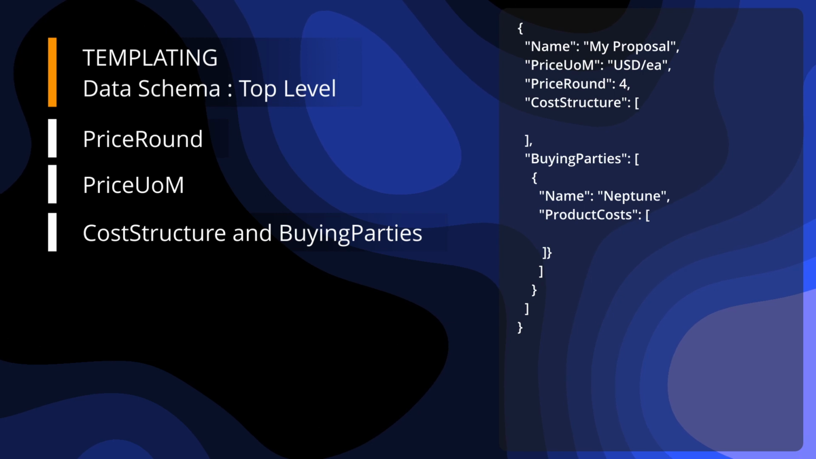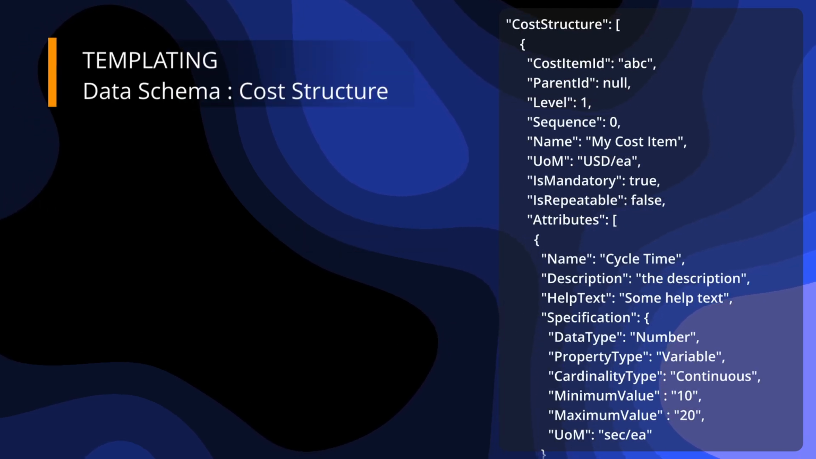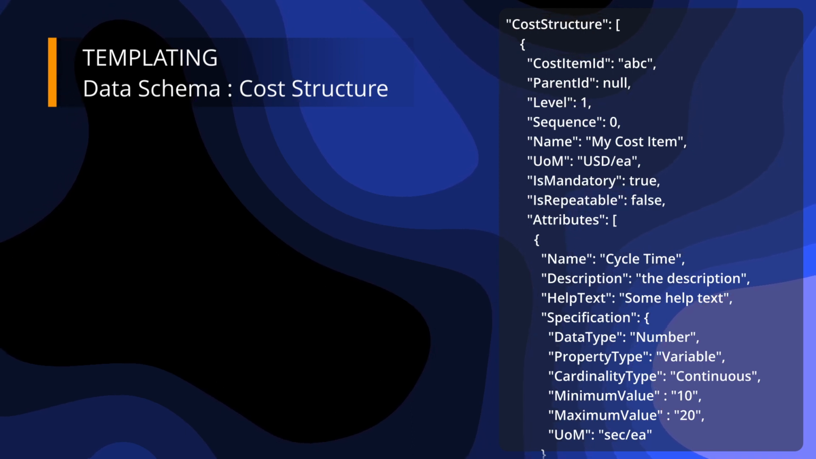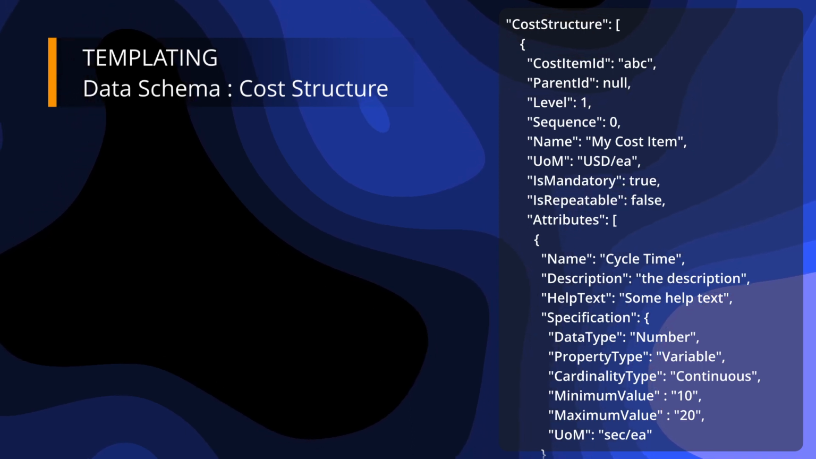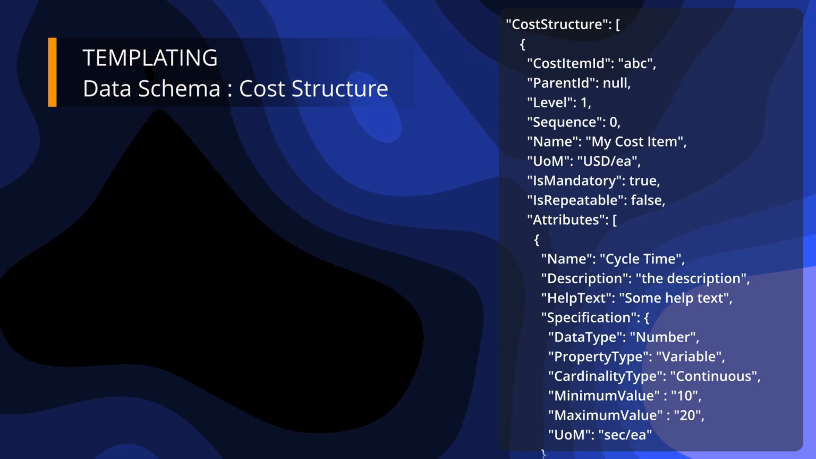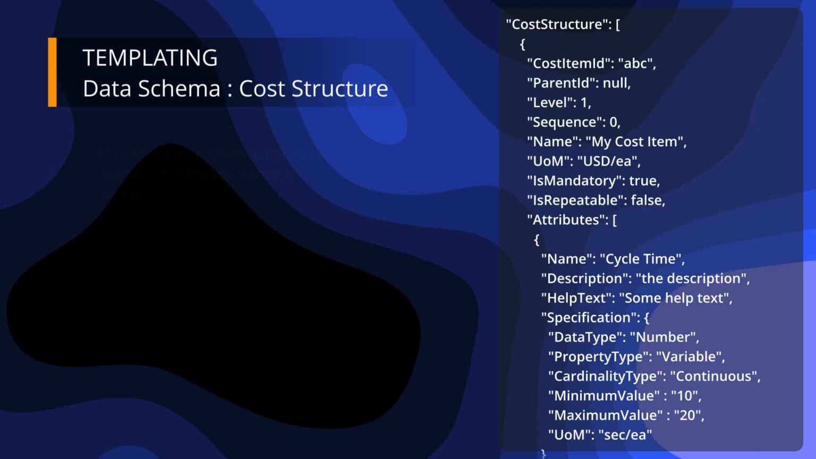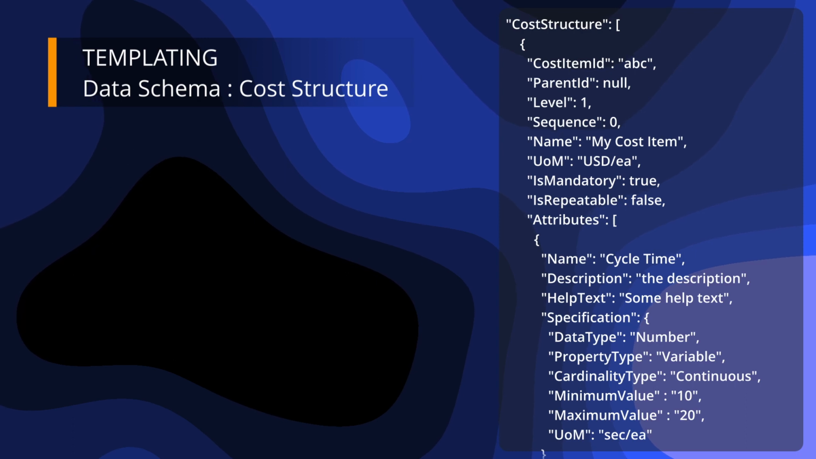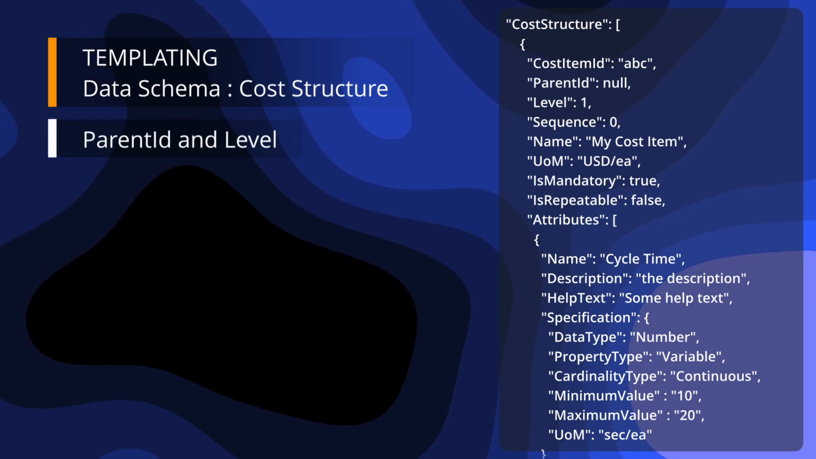Now that we've covered the top-level schema, let's delve deeper into the cost structure. To see what's going on, I've populated it with a minimal set of data to show you its format. As I mentioned earlier, the cost structure is a hierarchical arrangement of cost items. But to make it easier for you to find and loop through the items, we have flattened it into a list format. In this flattened form, we introduce two fields to preserve the hierarchical relationships.